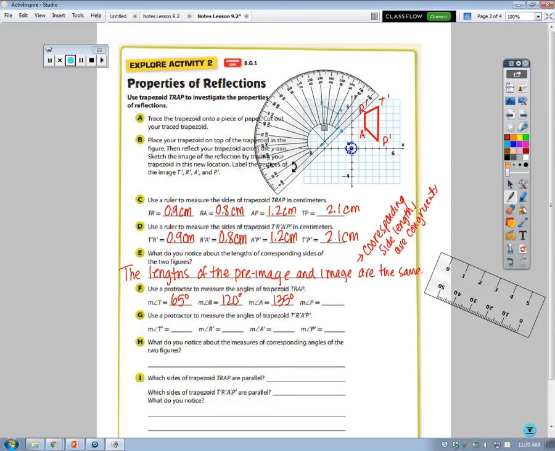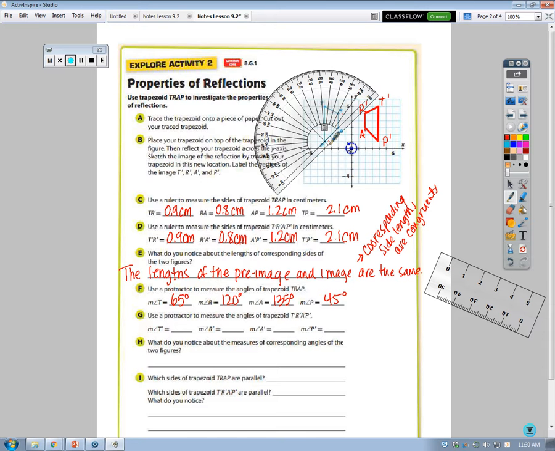So between 45 and 50 degrees, let's go ahead and put 50 degrees. But anywhere between 45 and 50 degrees is probably going to be, it's definitely not 50. Okay, let's go ahead and put 45. Let's try and be as accurate as we can here. So 45 degrees. All right, so now we need to measure the angles of our image.